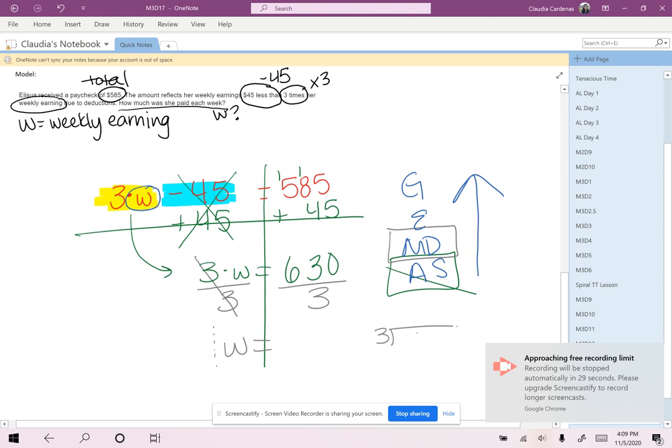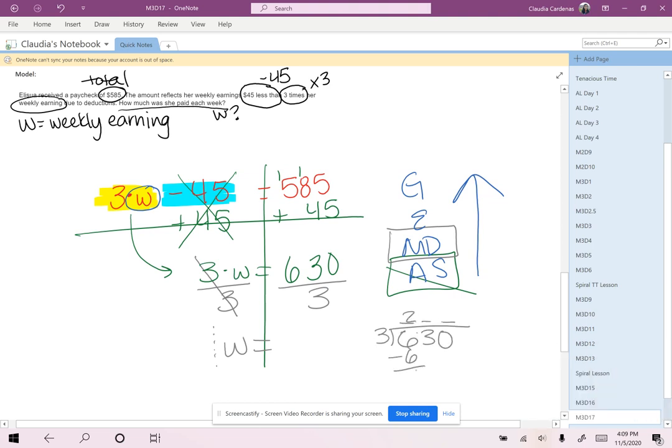And now we need to divide 3 into 630. Bring down the 3. 3 goes into 0, 0 times. So 1W equals 210. So what does this number actually mean? Well, to look back at our variable, it is the weekly earnings. So let's write that in a complete sentence. She is paid $210.